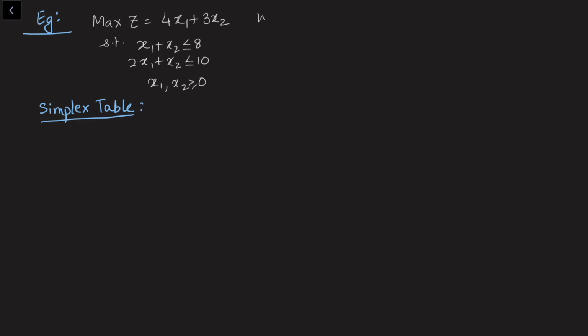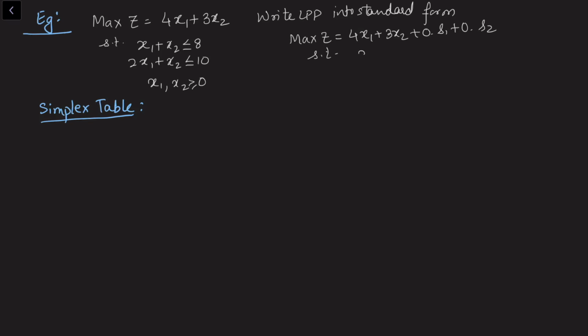In this example, I am first writing the LPP into standard form. When we write the LPP into standard form, we just introduce the slack variable or the surplus variable wherever they are required. In this LPP, we only have less than, so we require slack variables only, and hence the objective function becomes maximize z equal to 4x1 plus 3x2 plus 0 times s1 plus 0 times s2. That is the cost of the slack variables, subject to x1 plus x2 plus s1 equal to 8, and then we have 2x1 plus x2 plus s2 equal to 10, and all decision variables greater than or equal to 0.